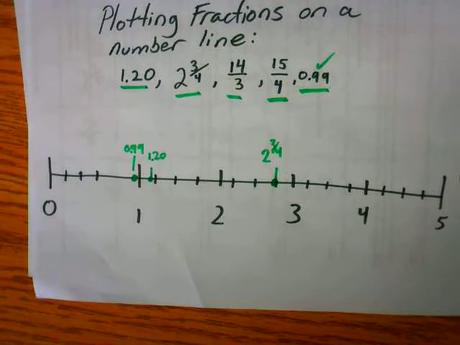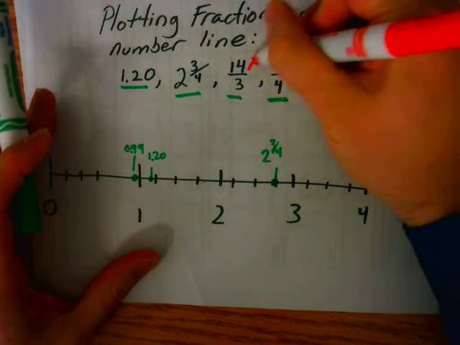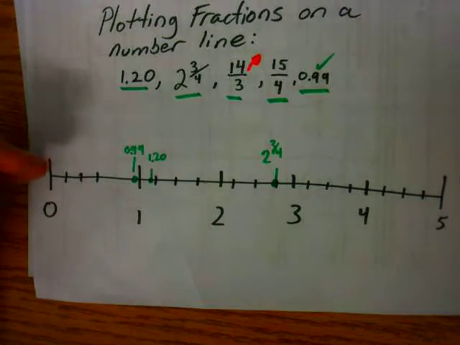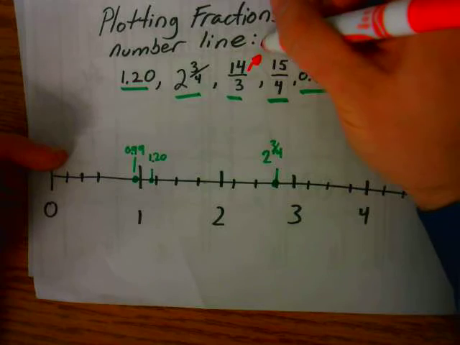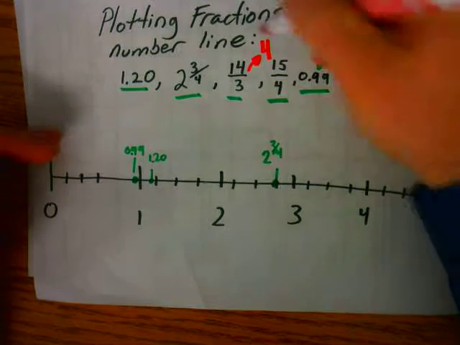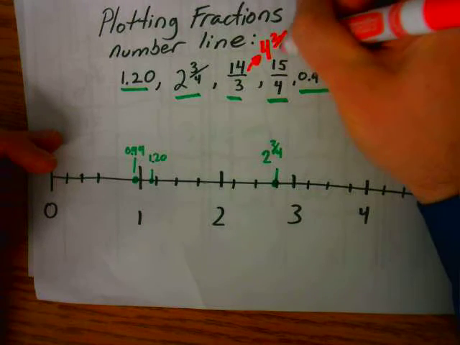We can change 14 over 3 into a mixed fraction by counting all the ways 3 goes into 14, or dividing 14 divided by 3, and then the remainders. So we know that 3 goes into 12 4 times. And then we know that there will be 2 extra pieces after 12 to get to 14, and it's going to be over 3.